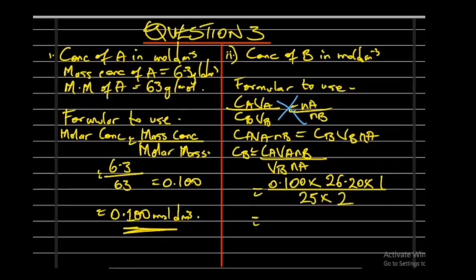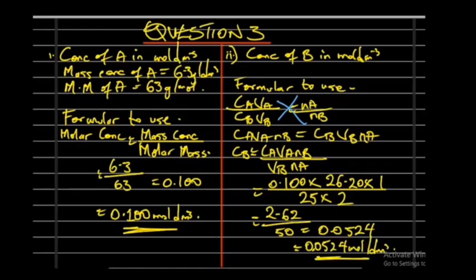So that will give us 2.62 divided by 50. So that is giving us 0.0524. So our final answer is 0.0524 mole per dm cube. That is our final answer for this question. And so we move to the next question, which is question 3.